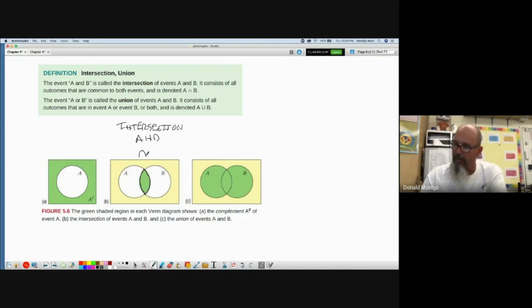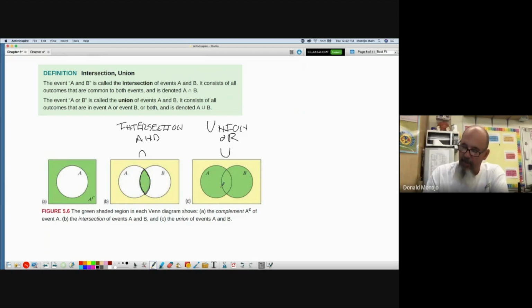Now we're going to talk about the union. We've already spoken about this word union. It's "or." Intersection tells us multiply, "and." Union tells us "or," add. The union symbol is just a U. Union was A or B, so it's everything inside of A or B. So it's everything that's colored green.